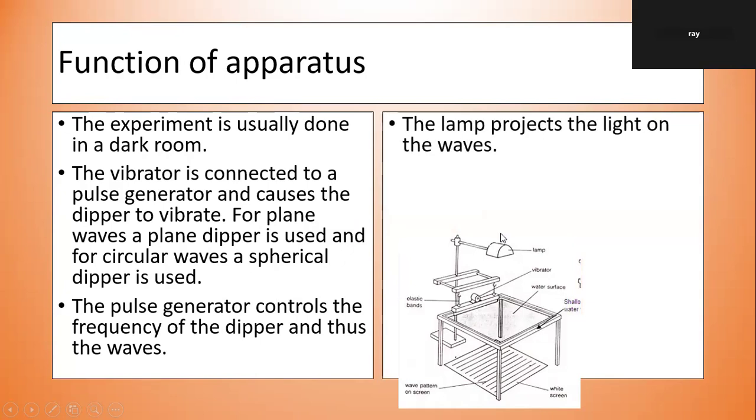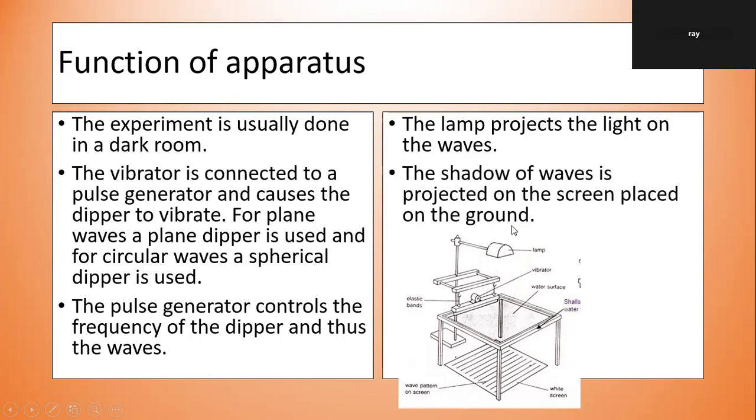The lamp projects, that's the lamp, right? It's done in a dark room, that's why you need a lamp. So the wave is formed on the water surface here, and then the lamp will project the shadow onto the screen. The screen is just a piece of white paper. The shadow of the wave is projected on the screen placed on the ground.